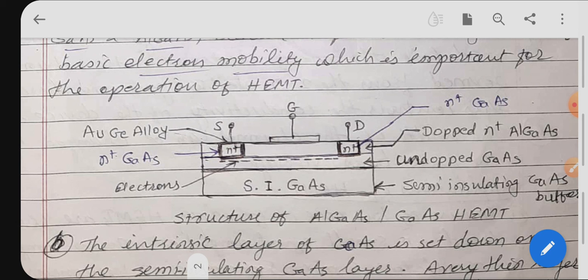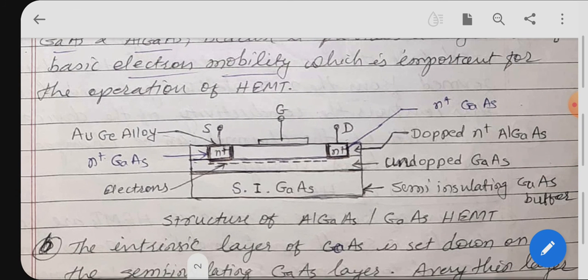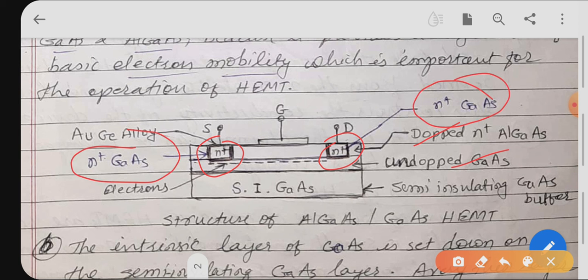Okay, so the bias voltage applied to the gate is used to modulate the number of electrons in the channel formed from the 2D electron gas, and therefore this controls the conductivity of the device. So the structure of HEMT consists of semi-insulating GaAs, as it can be seen here, then undoped gallium arsenide. Then on the top there is a doped N plus aluminum gallium arsenide, and on both sides the drain and source are made up of N plus, that means doped gallium arsenide, okay.